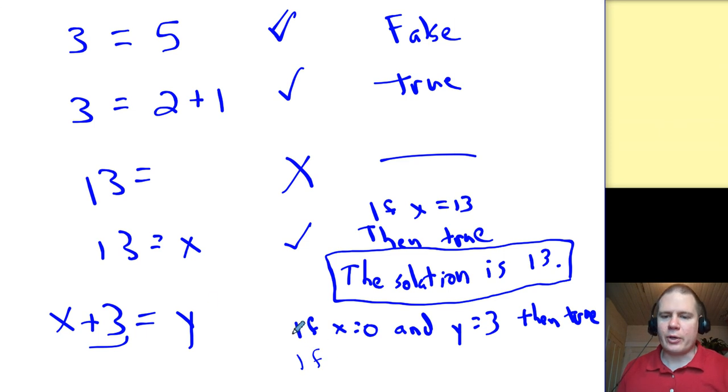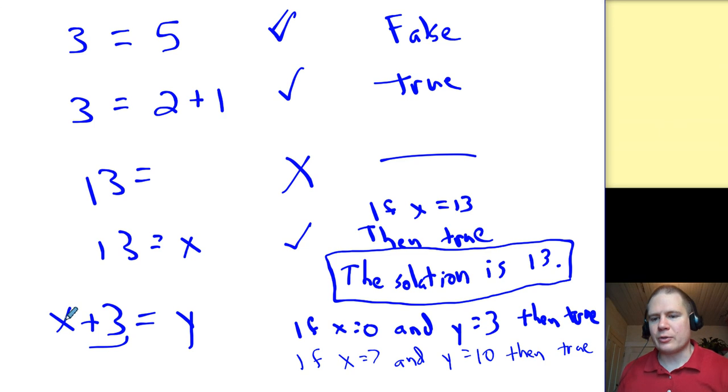Let's pick a different value. If y is 10, well, what plus 3 equals 10? 7 plus 3 is 10. So if x equals 7 and y equals 10, then it's true. And we could spend all day coming up with pairs of numbers, one of which is 3 more than the other one. If x is 100, y is going to be 103.